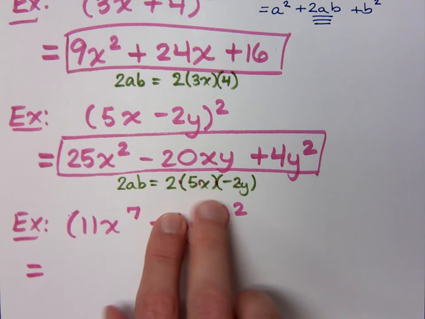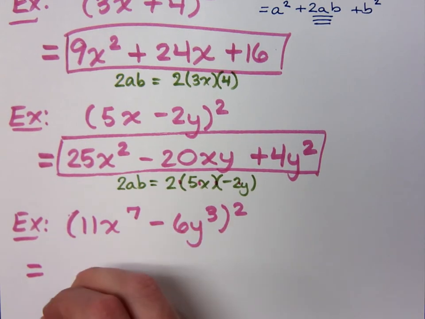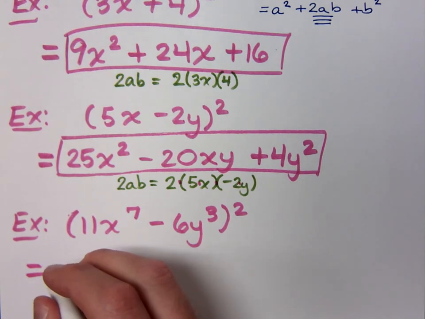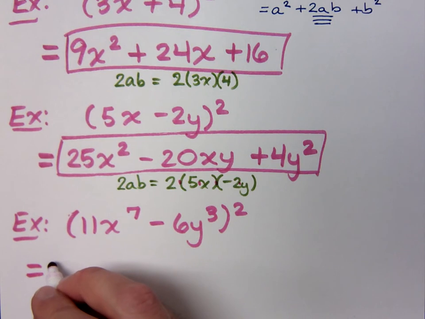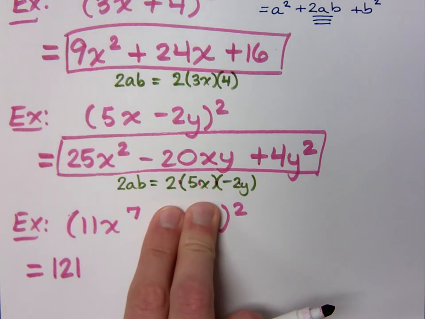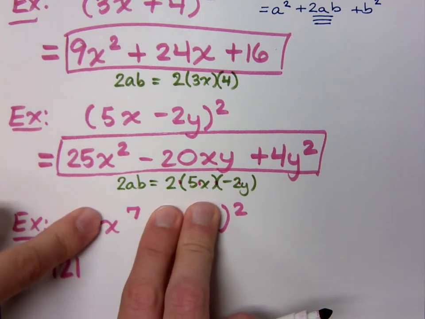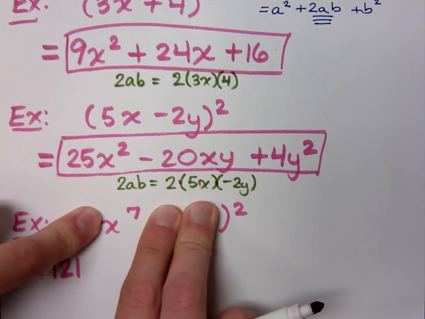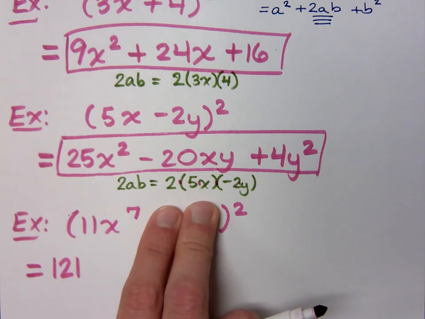What do you get? You square 11 and you get what? It's not 122. It's not 111. It's not 22. 11 times 11 is 121. But look, let me cover up everything else. If I have x to the 7th squared, that means I have a power to a power. So it's 14. It's x to the 14th.